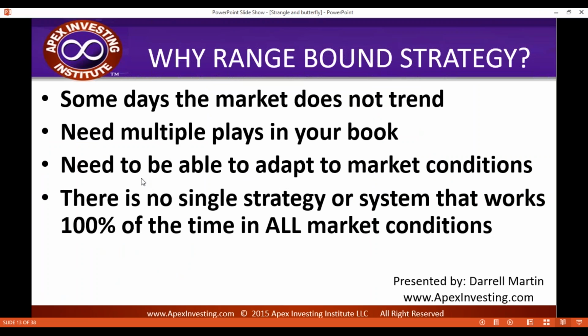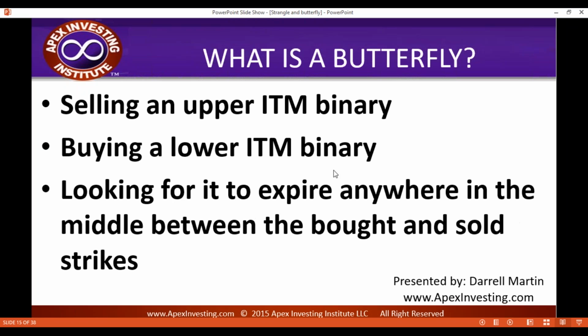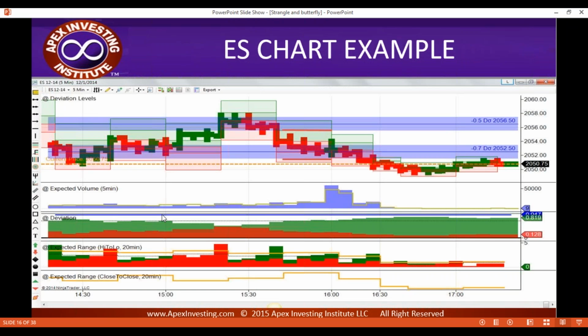And again, these are not for days that the market trends. You want to have multiple plays in your playbook. You want to be able to trade the market when it's trending. You want to be able to adapt to the different market conditions. You want to be able to trade something range bound when the market is flat. Okay, so that's a butterfly. We're selling an upper in the money binary. We're buying a lower in the money binary.